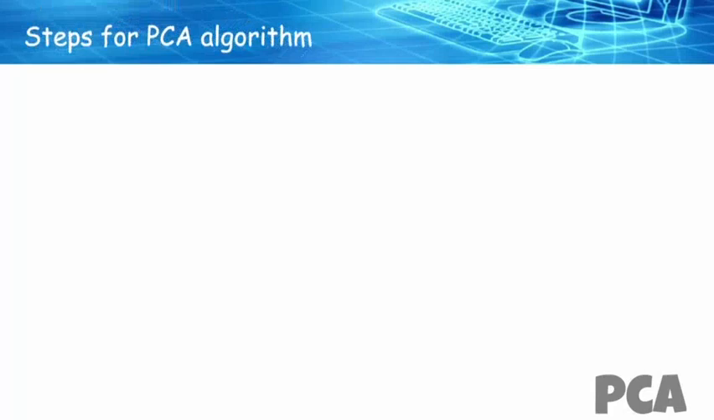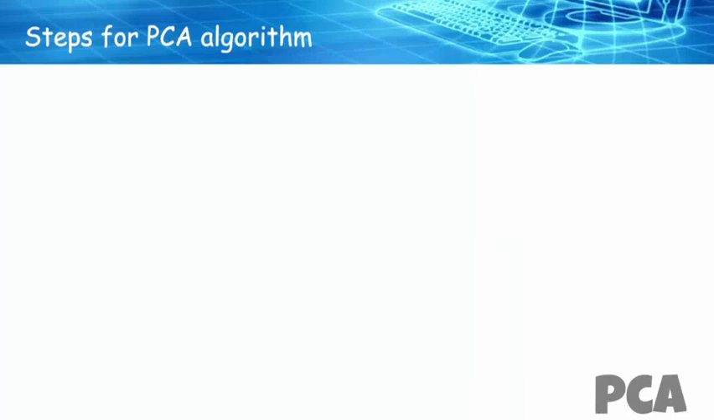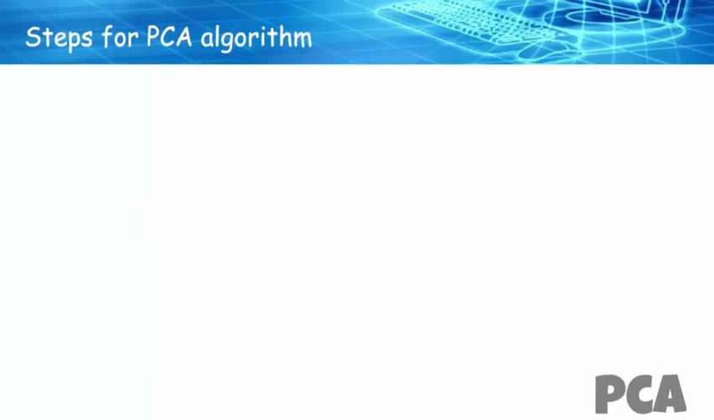As I described earlier, the new features or outputs of PCA are principal components. The number of principal components should be equal to or lesser than the number of features itself. If you have only 2 or 3 features and you apply principal component analysis, you will end up with equal or lesser. If it is equal, that doesn't make much sense, so you should have lesser.